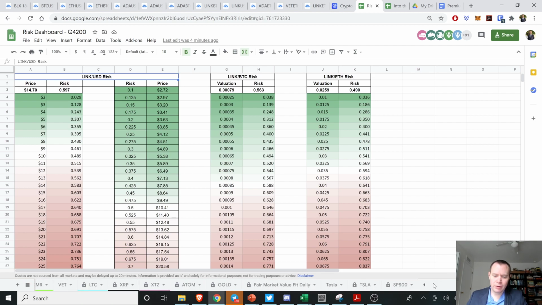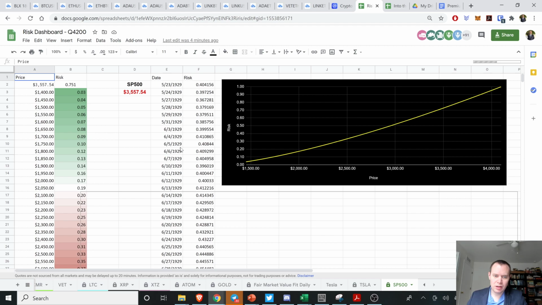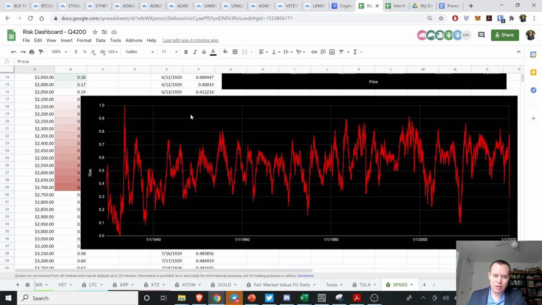If you scroll over, you can see the S&P 500 risk metric, and it goes all the way back to the Great Depression, and you can see how few times we get above 0.8 risk, which is why I think taking profits when we get above 0.8 typically is a good thing.